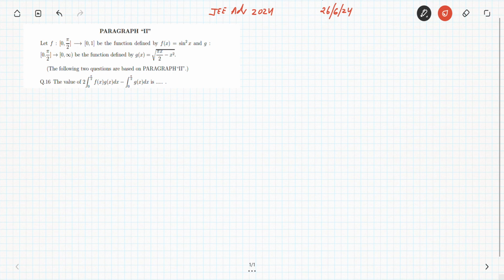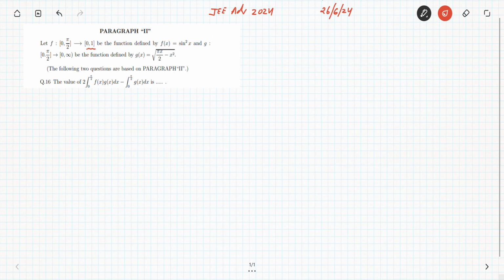The statement is: let function f, whose domain is the closed interval 0 to pi by 2 and whose range is 0 to 1, both included, be the function defined by f(x) = sine square x, and g is a function whose domain is 0 to pi by 2, both the terms included, and the range is 0 to infinity, where 0 is included and infinity is open, and the function is given as g(x) equal to square root under this expression. So what it is asking us to evaluate is this particular term.